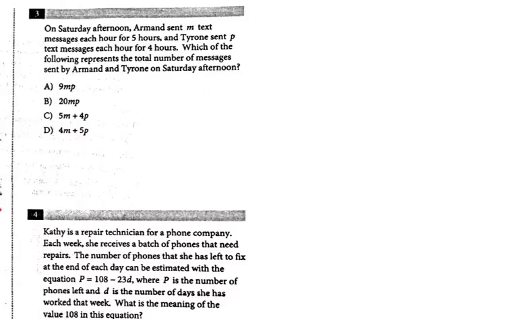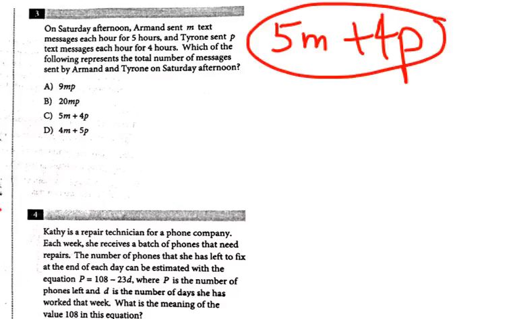We have Armand sent m text messages each hour for 5 hours, so 5m is how much Armand sent. And Tyrone sent p per hour for 4 hours, so plus 4p. So the answer is 5m plus 4p, which is C.